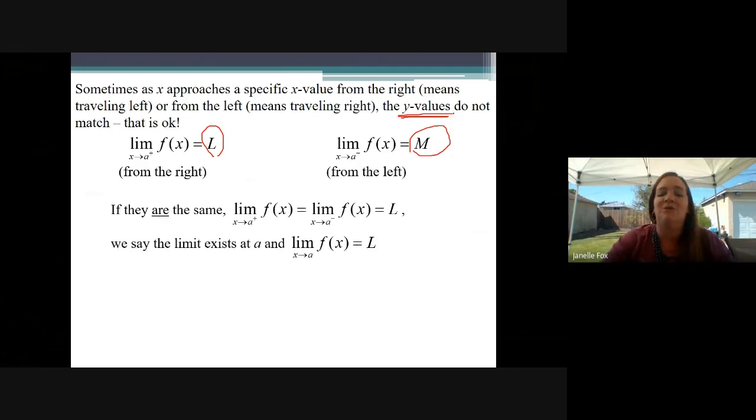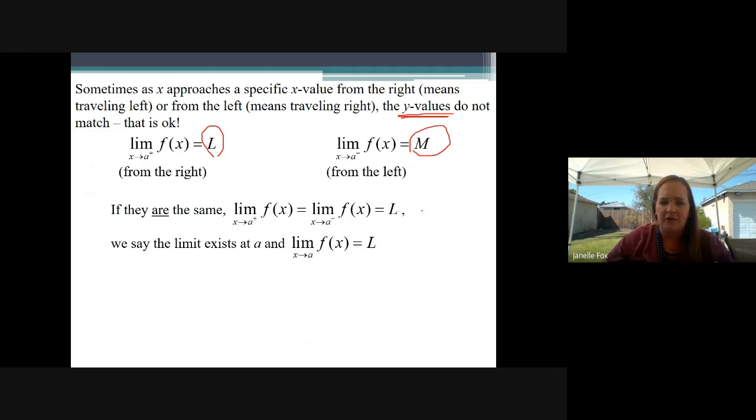Let's talk about what happens when they do match. If these two y values are the same, we're going to say the limit as x approaches a from the right of f of x is going to equal the limit as x approaches a from the left of f of x, and that is L.